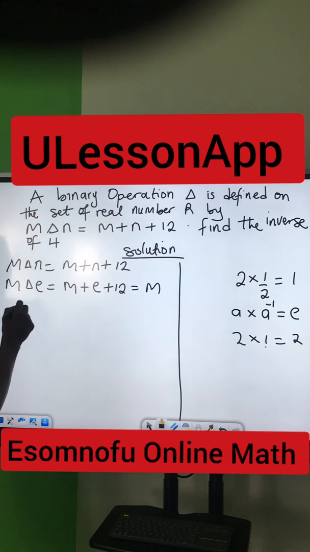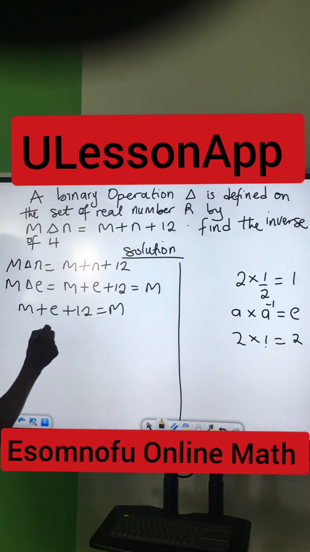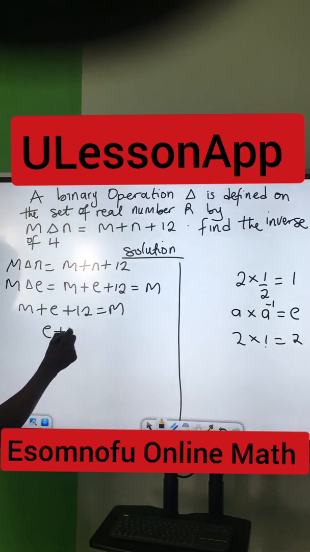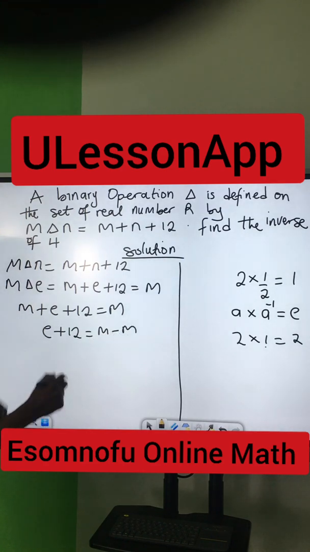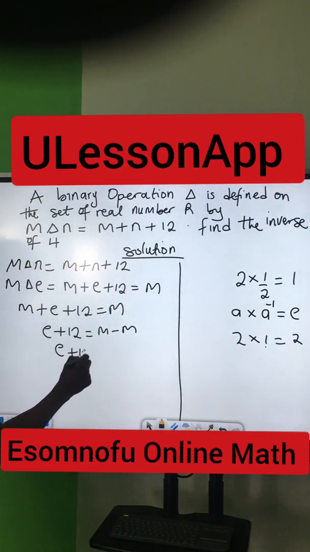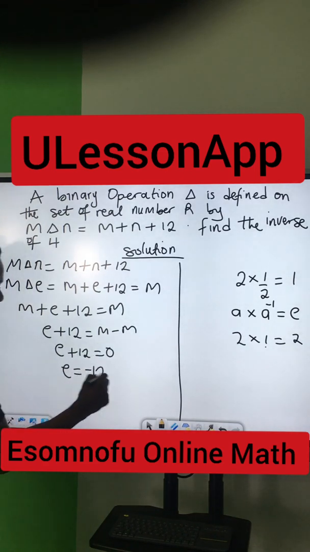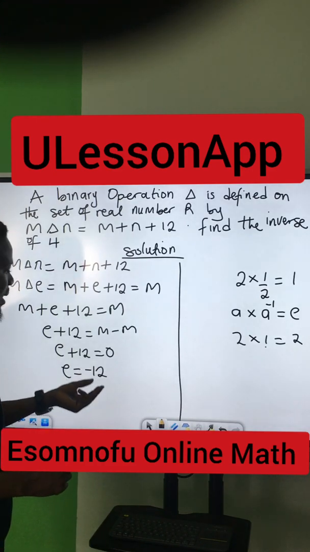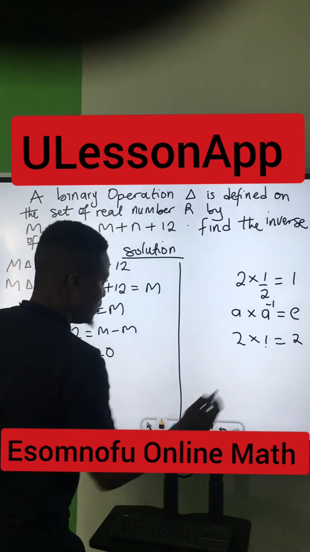Therefore, we have M plus E plus 12 is equal to M. So E plus 12 is equal to M, take away M. When this M crosses over, E plus 12 is equivalent to 0. When 12 comes to the right hand side, E will be equal to negative 12. Therefore, the identity element of this operation is minus 12.